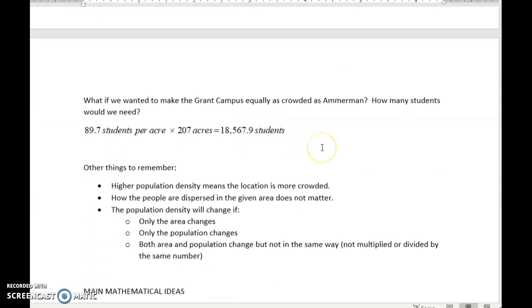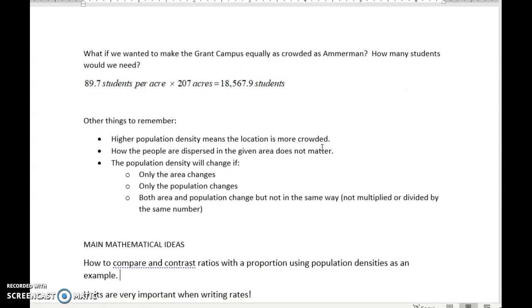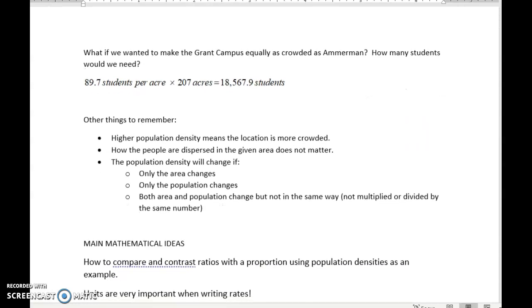All right, a couple of things to remember about population density. The higher the population density, the more crowded the location is. How the people are spread out or dispersed in the given area doesn't matter. In the example about the island, if we're considering the whole island as the area, if everybody's crowded in the middle at the waterfall, it doesn't change when they spread out evenly if we're still focusing on the entire area of the island.